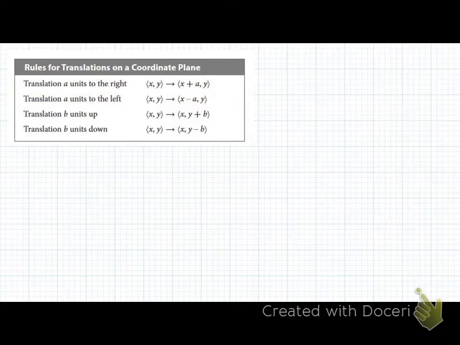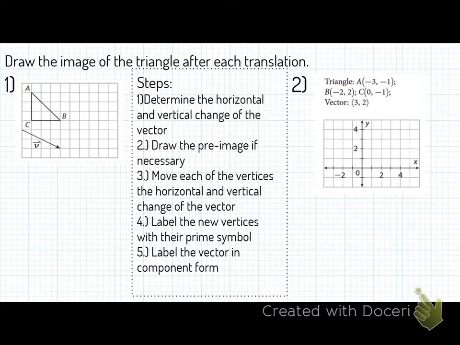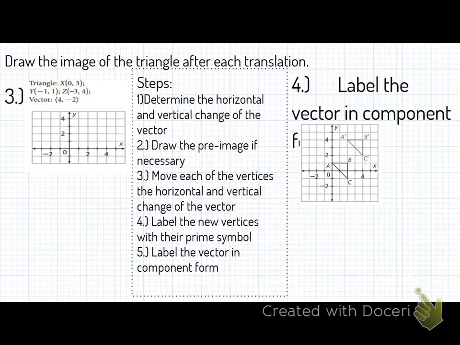Numbers 1 and 2. Draw the image of the triangle after each translation. So we got triangle ABC here, and then we got this vector here. It's telling us the direction I want the whole image to go. So eyes up here so you can watch right now. This vector is telling us there's an original position. Oh, sorry. Let me go back here.